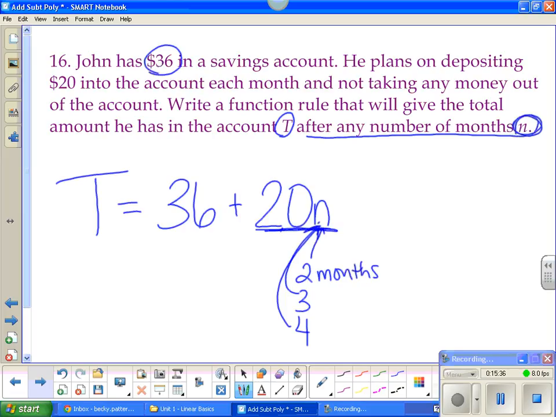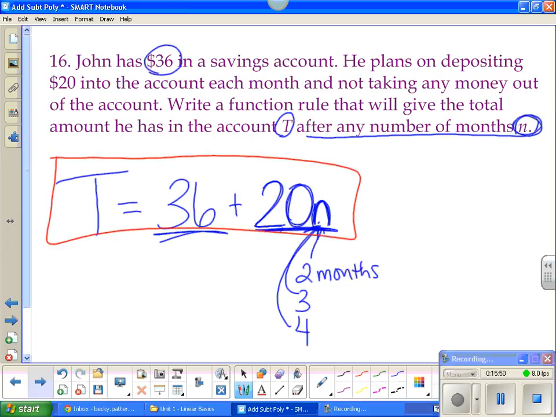So this shows that he is depositing $20 per month, where N represents the number of months. This is how much he had in the bank to start with. So this equation represents how much he has in the bank at any given time. It's got the $36 he started with and then the $20 per month.